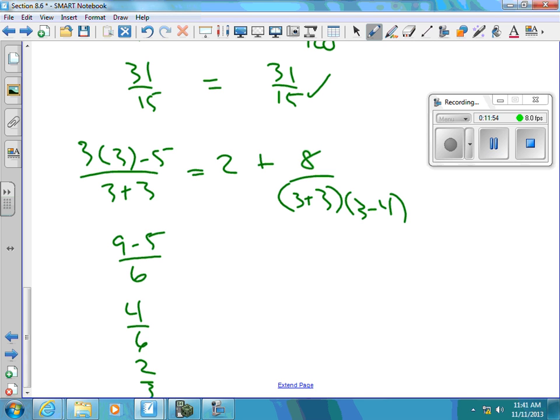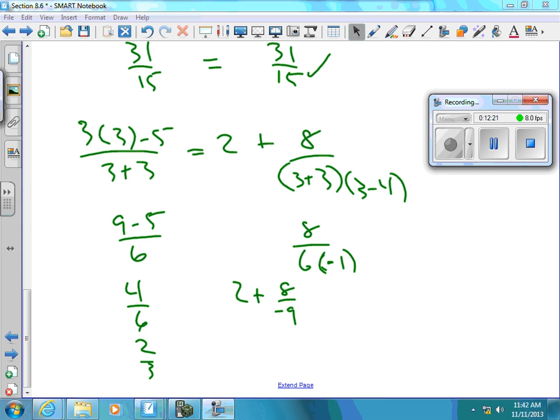We have a winner. 3 plus 3 is 9 times a negative 1. That's 9 times negative 1 is negative 9. 2 plus negative 8 over negative 8/9. Just look back and realize that I said 3 plus 3 was 9. 3 plus 3 is 6. No wonder this wasn't working out.